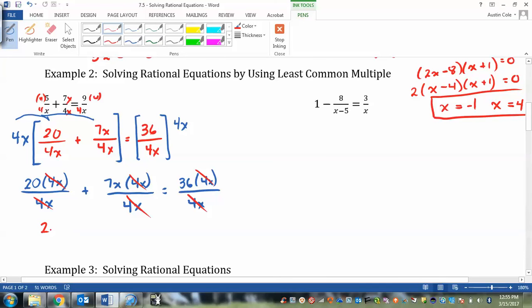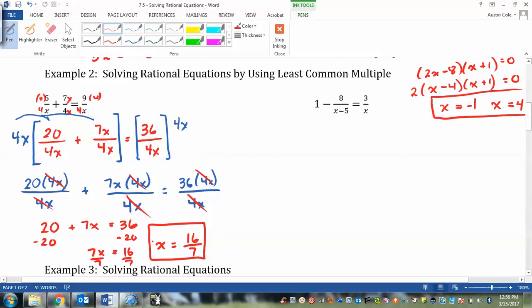So now I have 20 plus 7x equals 36. I think we can solve that equation, can't we? Minus 20 on both sides. I get 7x equals 16. Divide both sides by 7. X is going to equal 16 sevenths. Kind of seems like a weird answer. And unless we find a mistake somewhere there, we're just going to go with that. Questions there? Again, we're not going to do this, though, just because we know that.